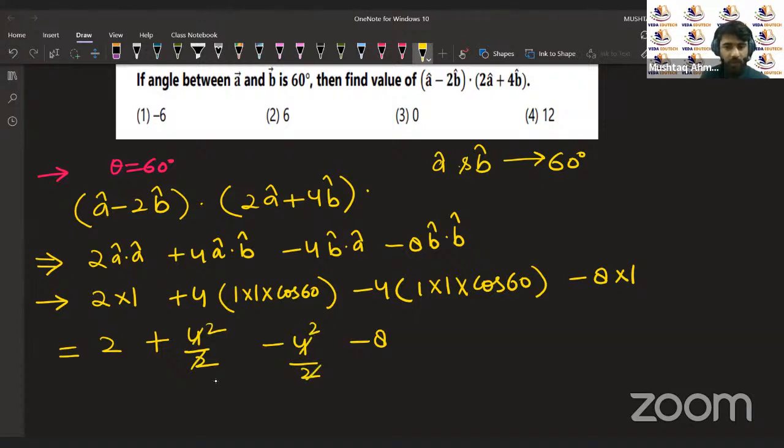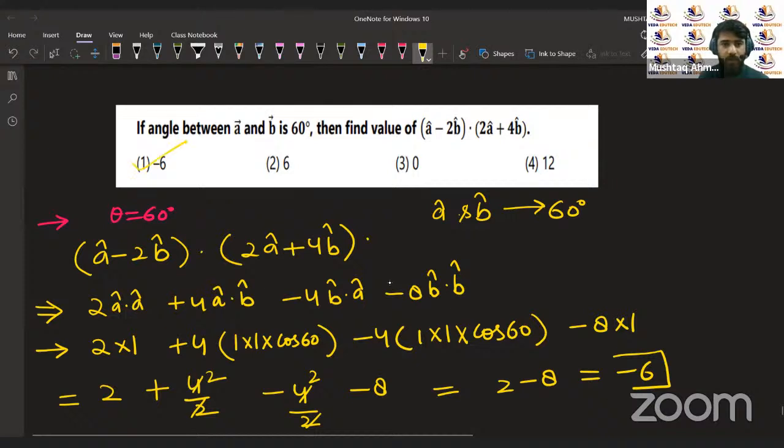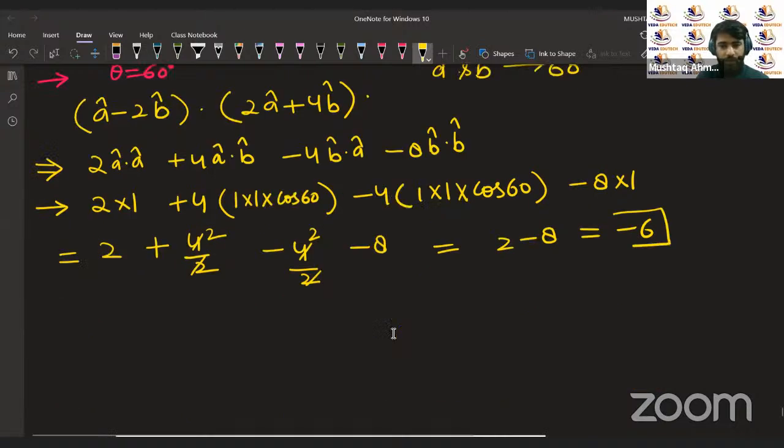So we'll be left with, finally, 2 minus 8, that's equal to minus 6. So it means that the dot product of these two vectors is going to be equal to -6. So -6 is the correct answer for this question.